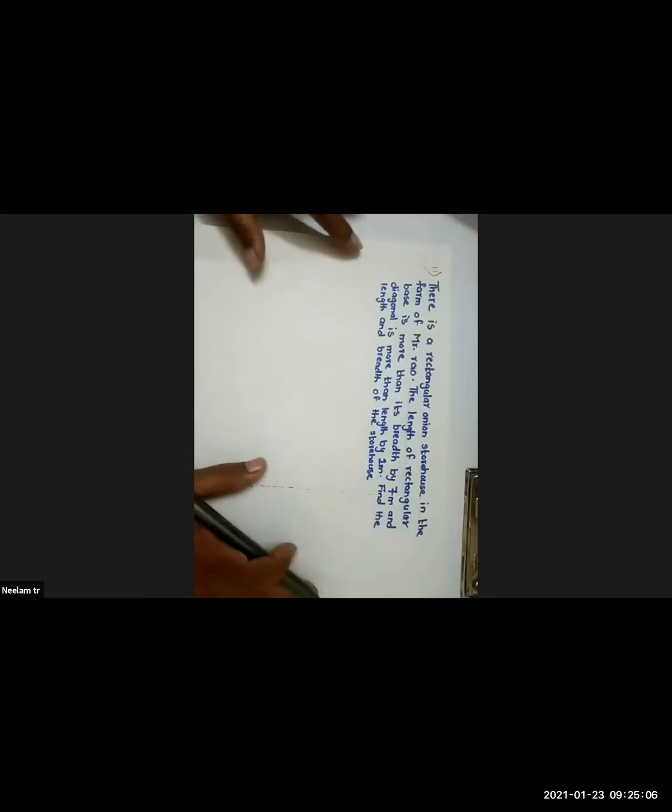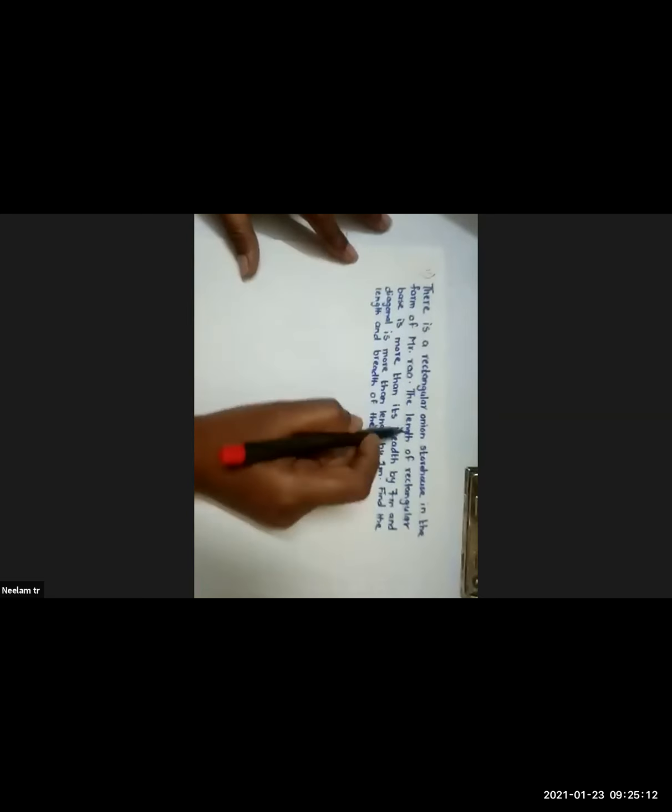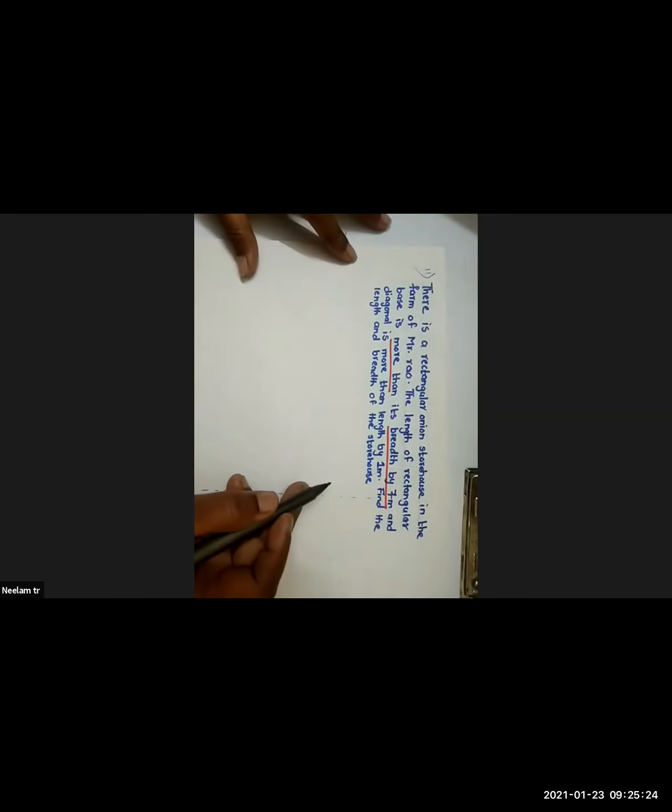Very easy, very easy. There is a rectangular storehouse in a farm of Mr. Rao. What is its length? The length of the rectangular base is more than its breadth by 7 meters.